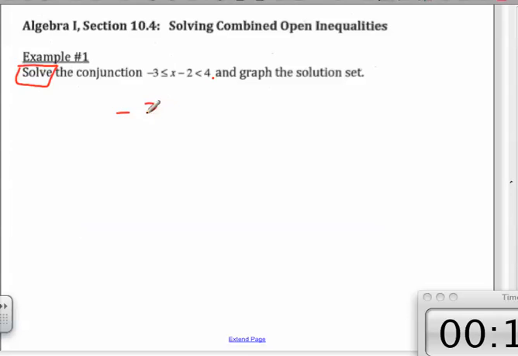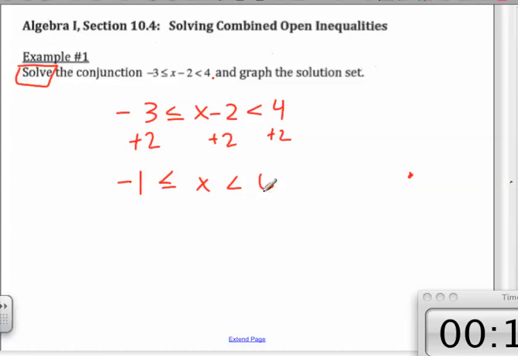But this says negative 3 is less than or equal to x minus 2, which is less than 4. Now there are two parts. They want us to solve it and they want us to graph it. First, to solve it, I'm going to add 2, but I've got to add it to both sides of the inequalities. So I'm going to get negative 1 is less than or equal to x, which is less than 6. Easy enough?